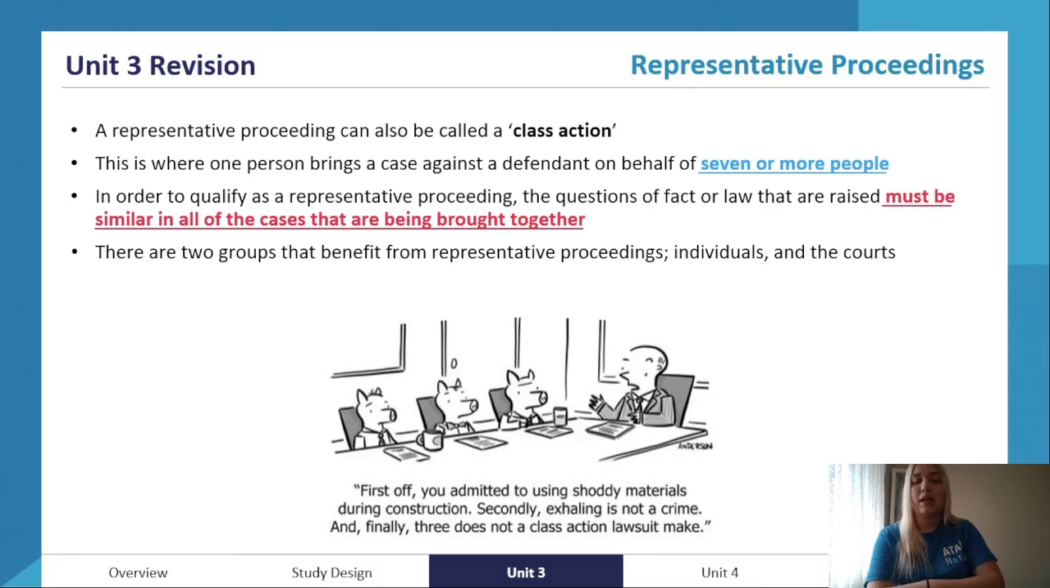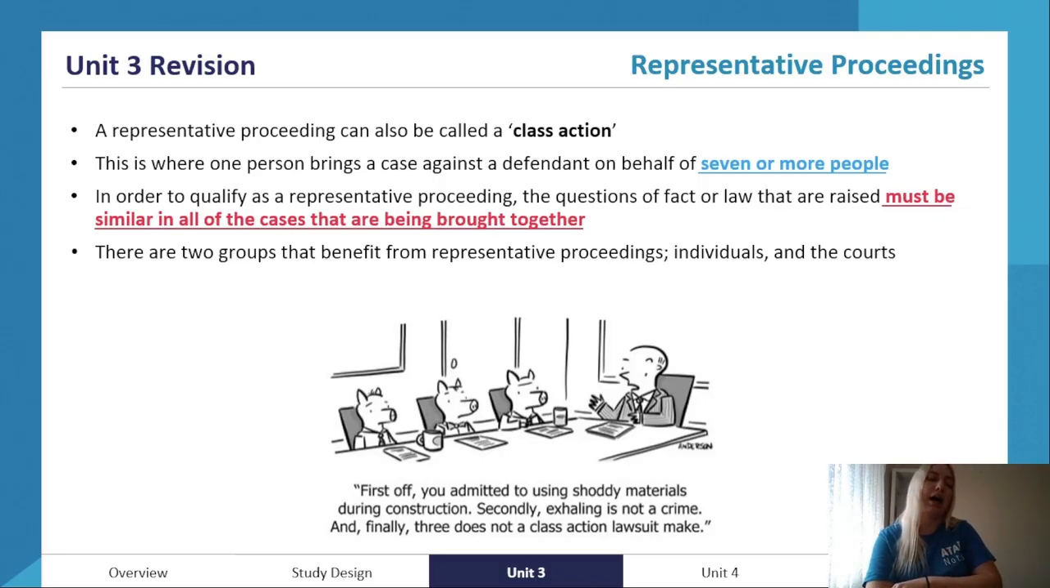In order to qualify as a representative proceeding, questions of fact or law that are raised have to be similar in all of the cases that are being brought together. We cannot do it if the defendant is someone else, or the facts are slightly different. It's usually for small disputes that these happen, for a small loss where it's too expensive for one person as a plaintiff to initiate a civil claim. So they elect to be part of a class action instead.